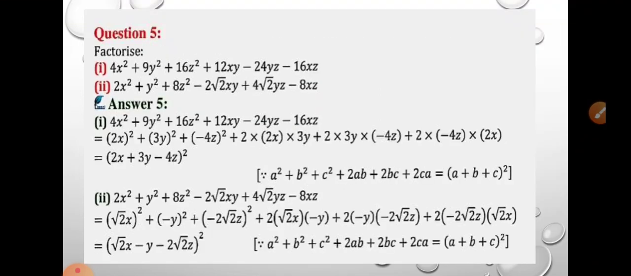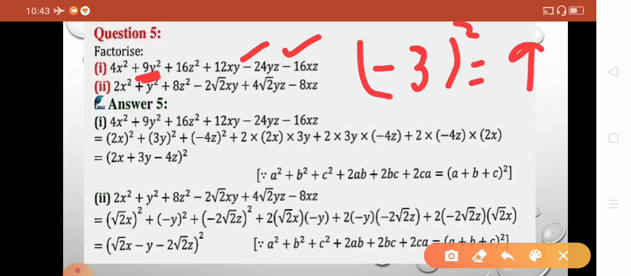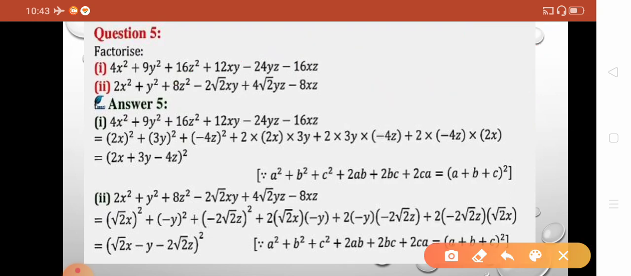Next is: Factorize 4x square plus 9y square plus 16z square plus 12xy minus 24yz minus 16xz. So it is clearly the formula a square plus b square plus c square plus 2ab plus 2bc plus 2ca. Here minus signs are given and you may get confused, but as we know, the square of a minus value is also plus. Maybe here minus 3 is there, maybe here minus 4 is there. So first of all you will think about this.